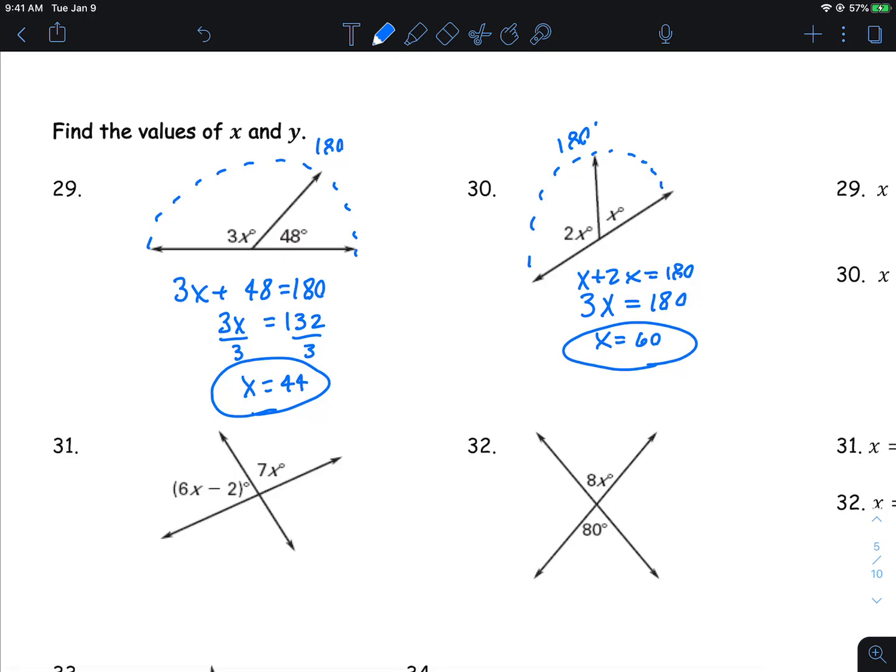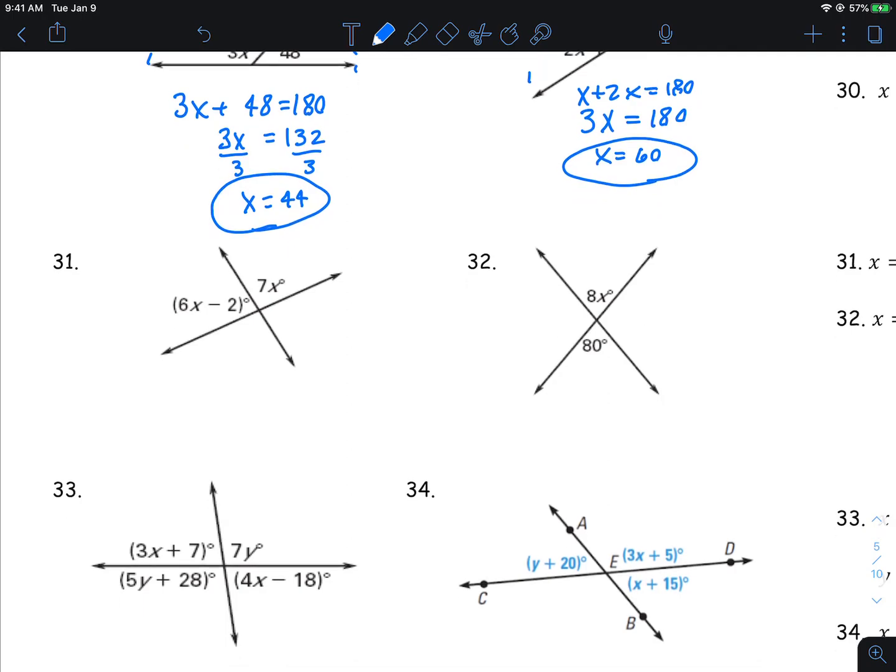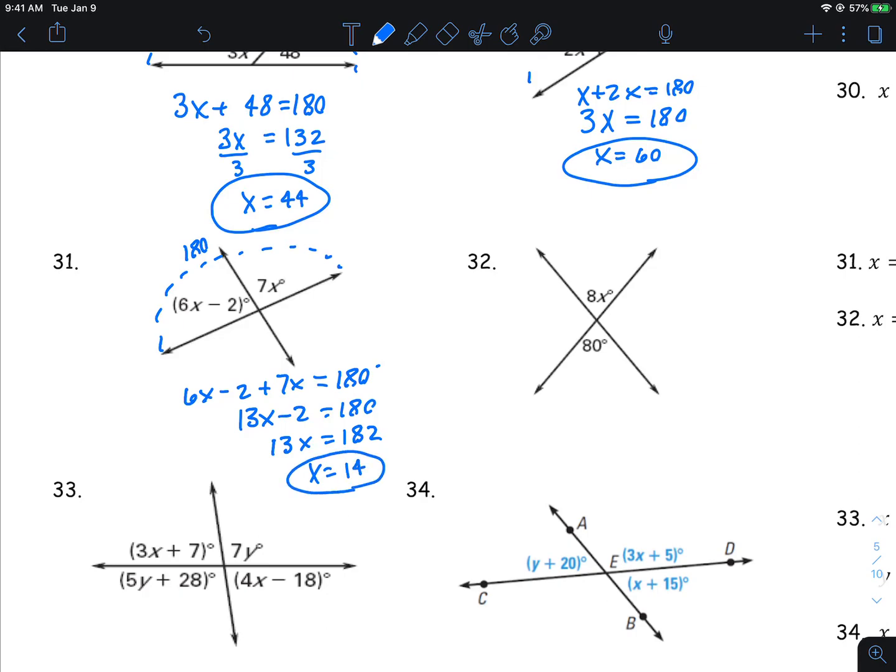Okay. Next couple of examples, you've got 31 and 32. 31, once again, makes another linear pair, so these add up to 180. So you can go 6x minus 2 plus 7x equals 180 degrees. We can combine your x's there. I think you got 13 of them. We can add the 2. That's 182. And then hopefully 182 is divisible by 13, if I'm adding this correctly. Yes, it does, and that comes out to x is 14. That'll be it.